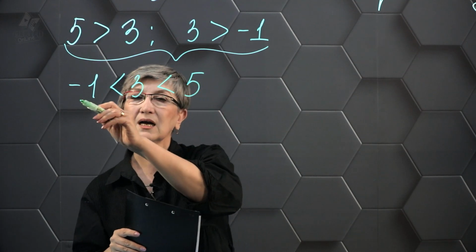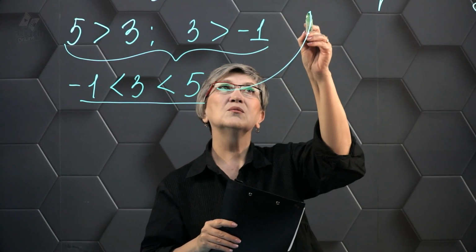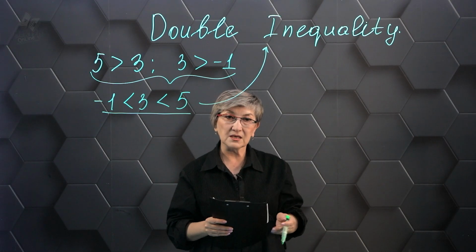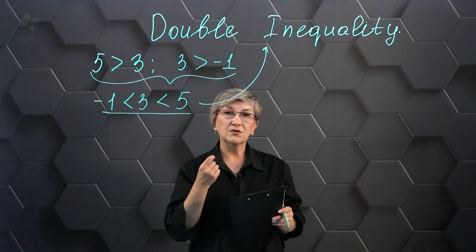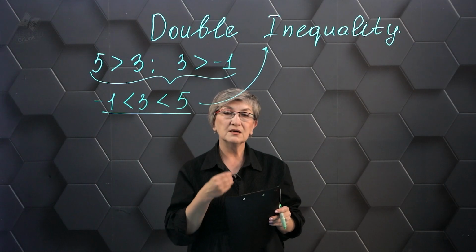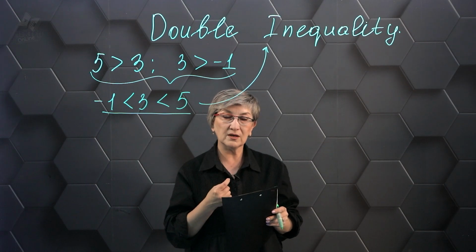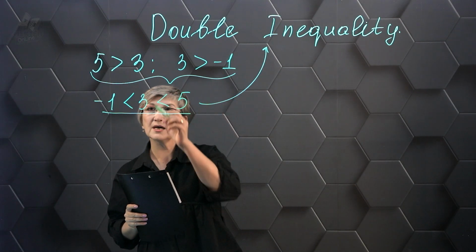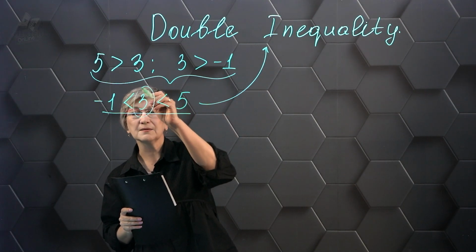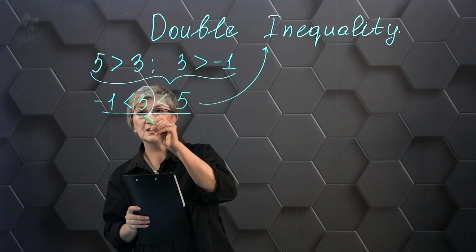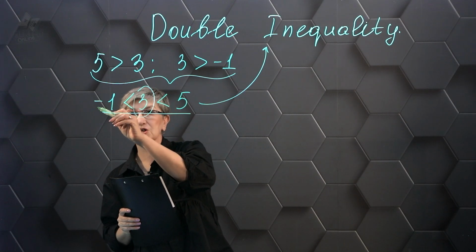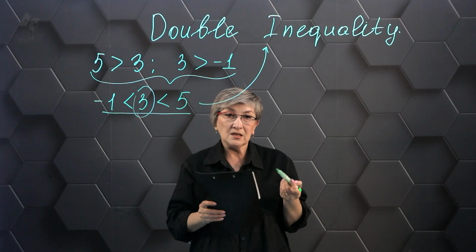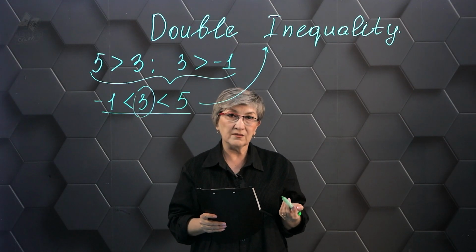Then, this way of writing inequality is known as a double inequality. In mathematics, one can write expressions and link them using double inequalities. I want to point out that I started with the number 3. I am saying that 3 is greater than -1 but less than 5. This is what is called a double inequality.